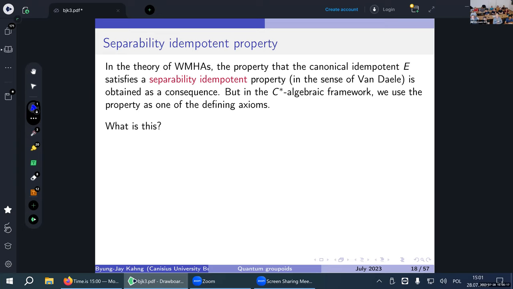But what is essentially still happening is that we want certain properties on the base, so that the behavior of E and things like that will match what happens in this algebraic framework of weak multiplier Hopf algebras. And in the weak multiplier Hopf algebra case, this does not have to be prominently mentioned, because it can be obtained as a consequence.